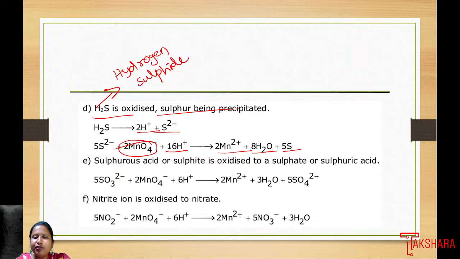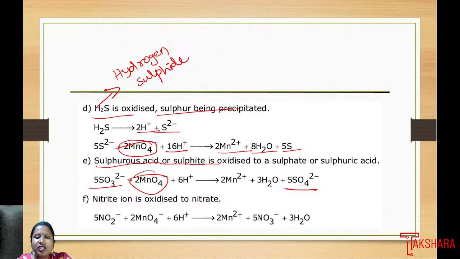Then next, sulfurous acid or sulfite is oxidized to sulfate or sulfuric acid. Sulfurous acid is oxidized to sulfuric acid, and sulfite is oxidized to sulfate. Here we have 5 moles of SO3 2 minus combined with KMnO4 in the acidic medium, and we get sulfate ion.